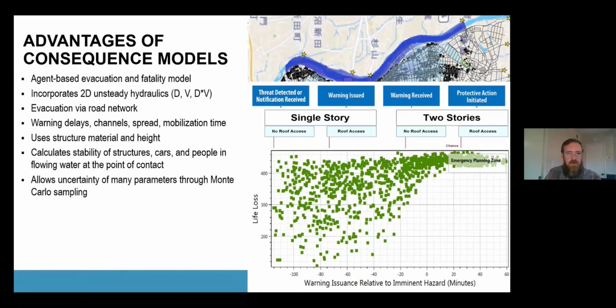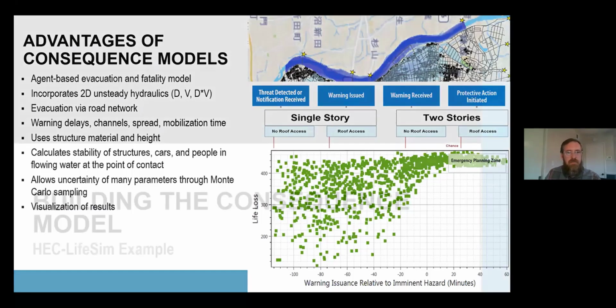LifeSim also allows for Monte Carlo sampling, so we can look at uncertainty in a whole host of parameters and see the impact of that assumption on the life loss. And you can visualize results such as these plots, maps, and such to the right.